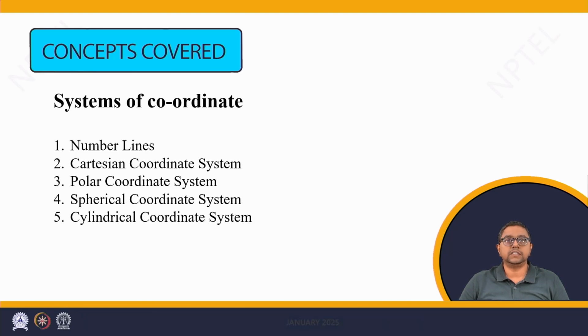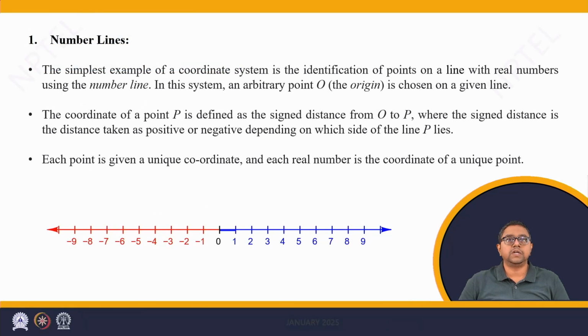Now, coordinate systems are the way to represent the spatial and temporal distributions of various geophysical quantities, and the vectors and scalars, as we have discussed in the previous lecture. We start with the first concept, that is, number lines. Number lines are the simplest representation of a coordinate system. They simply denote the magnitude and the sign of a given physical quantity.